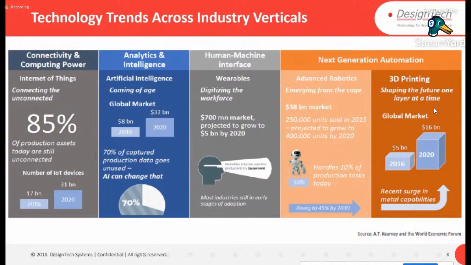We're talking about advanced robotics. We're talking about humanoids coming into the picture. We're talking about a different set of 3D printing machinery coming into the world and addressing a lot of issues which industries are facing.